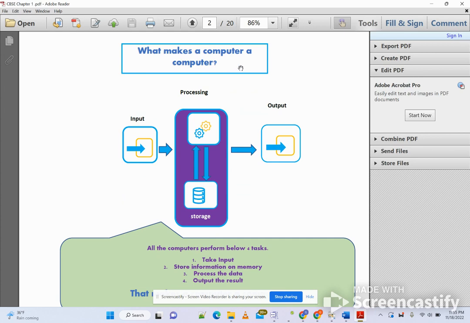What makes a computer a computer? All computers perform the below four tasks: take input from the outside world, store the information in memory, process the data, and output the results back to the outside world.